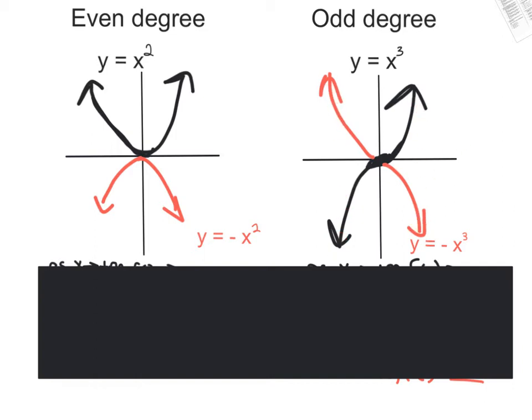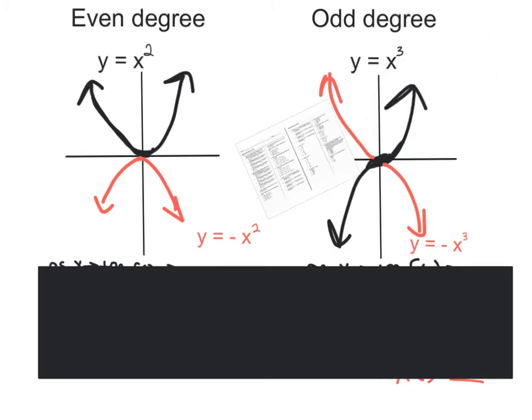I hope that makes sense. I hope it helps you out. So any even degree function is going to have this end behavior or this end behavior. Any odd degree function is going to have this end behavior or this end behavior. Now on our test we know that it's the degree of 5, so we're going to have this end behavior if the a value is positive.